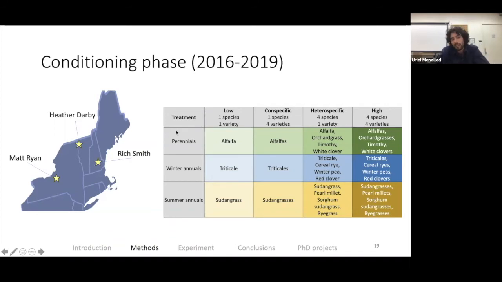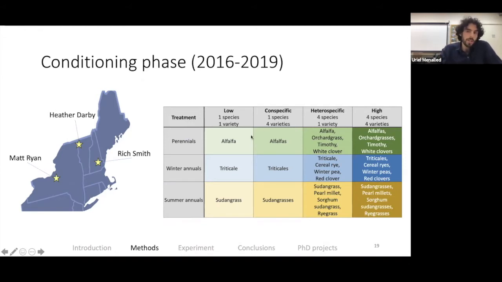And by different diversity treatments, I mean that there were different levels of diversity. Okay, so the low diversity treatment was a 1 variety, 1 species monoculture. There was a conspecific diversity treatment, which had 4 varieties of 1 species. A heterospecific treatment, which had 4 species, and each of these species, there was only 1 variety of this species. And then finally, there was a high diversity treatment, which had 4 species, and each of these species, there was 4 varieties of these species present, okay?